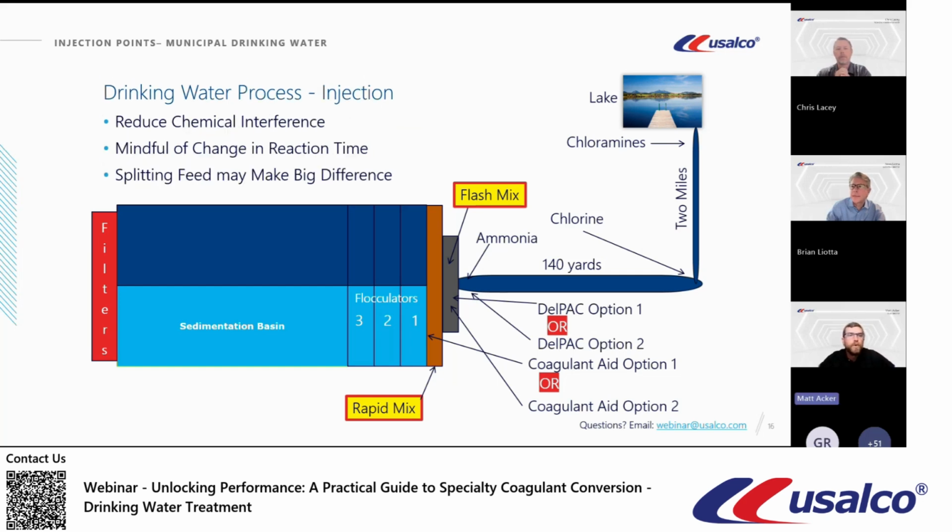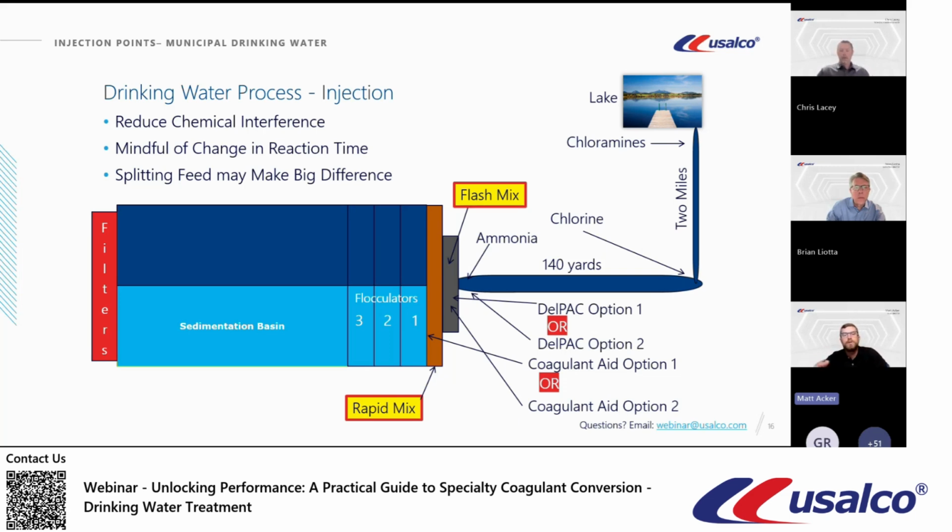So when we look at injection points and really what's optimal, we want to try to reduce chemical interference. So in this case, take where the ammonia is injected, right? You've got chloramines or chlorine, ozone, different types of oxidizers, really focused on getting a lot of those precursors, which ultimately helps with DBPs and THMs in the system. So here, for example, Delpac option 1, being fed in the flash mix after your oxidation.